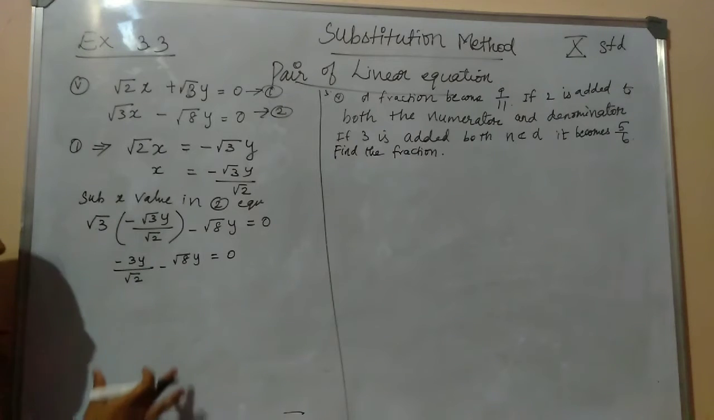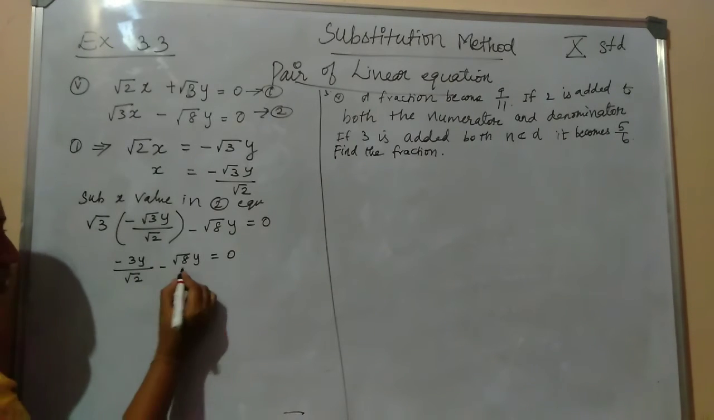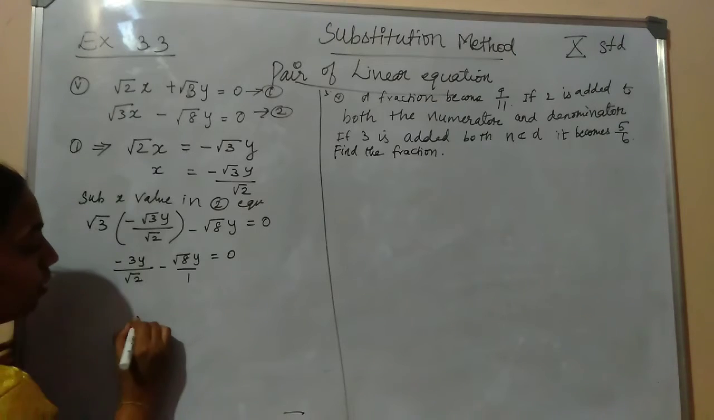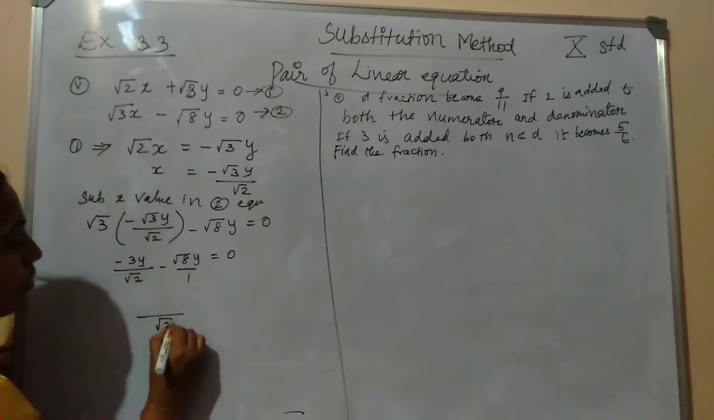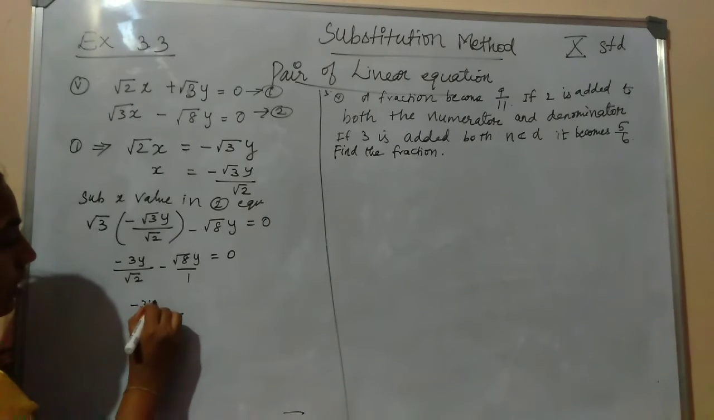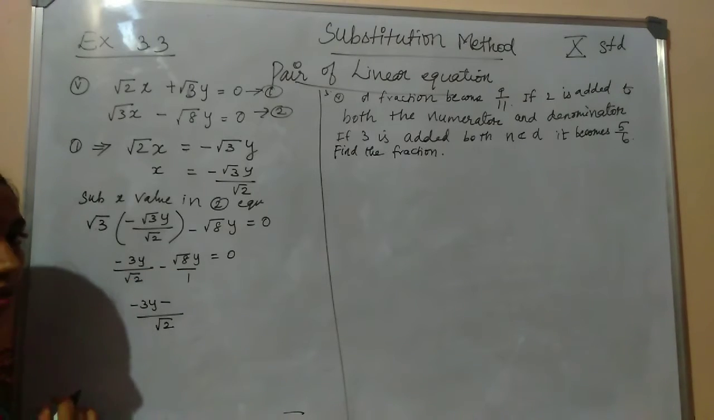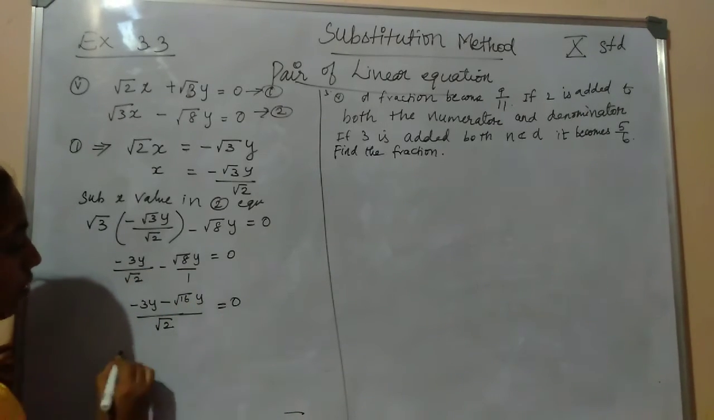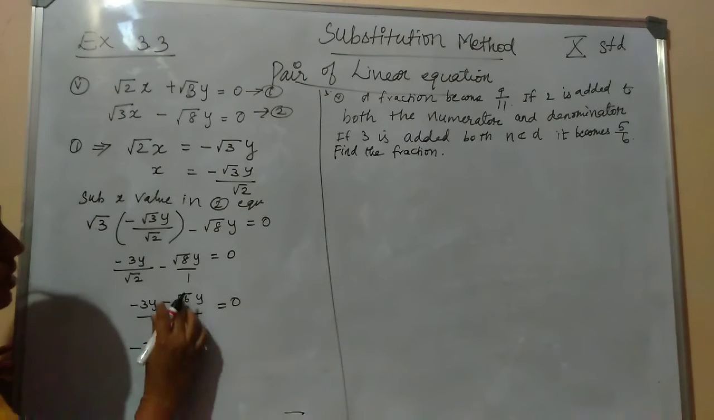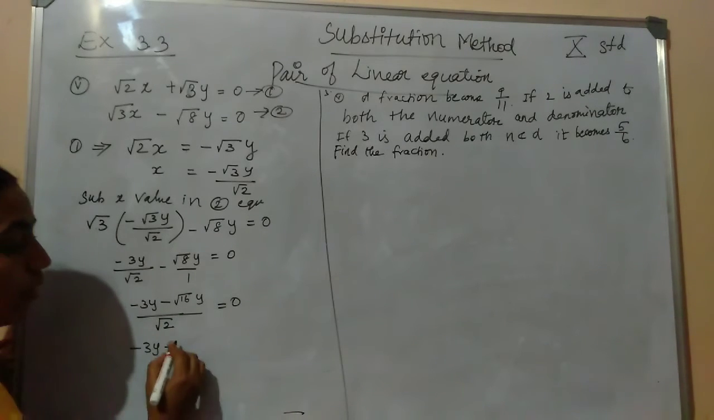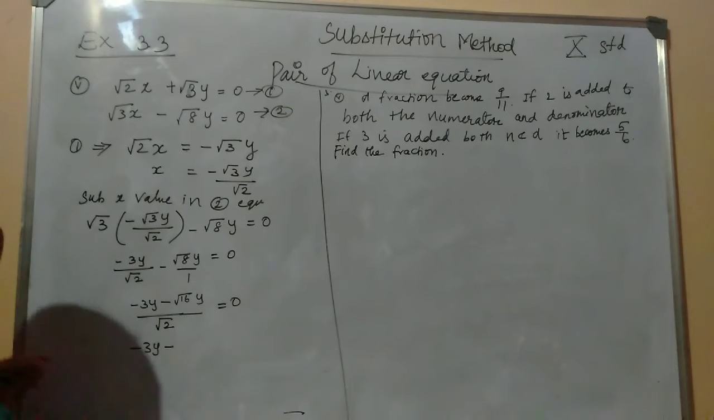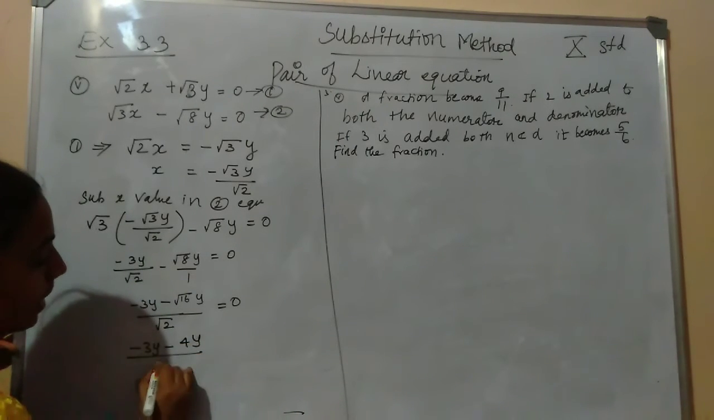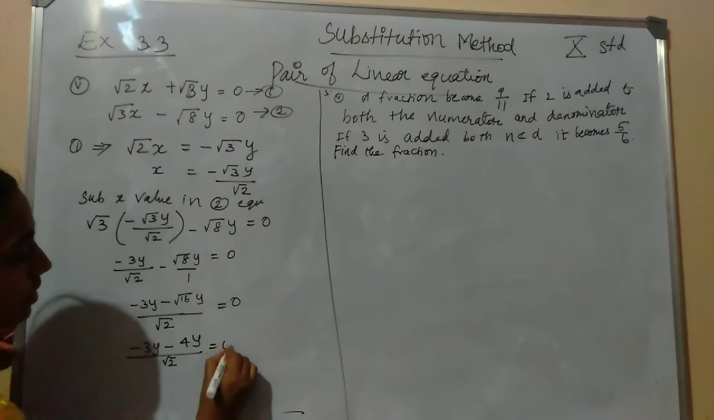Now I want to simplify. One is a fraction, one is a normal term, so we have to simplify. There is no denominator, which means the denominator is 1. So root 2 into 1 is root 2, and the same for the other term. Minus root 2 into root 8 is root 16y, equal to 0. So minus 3y minus root 16y, root 16 is 4, so 4y divided by root 2 equal to 0.